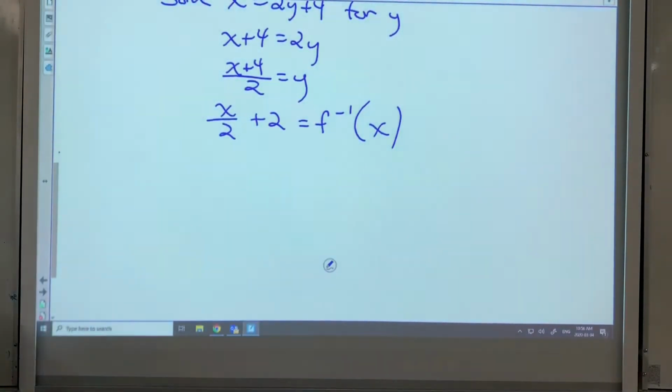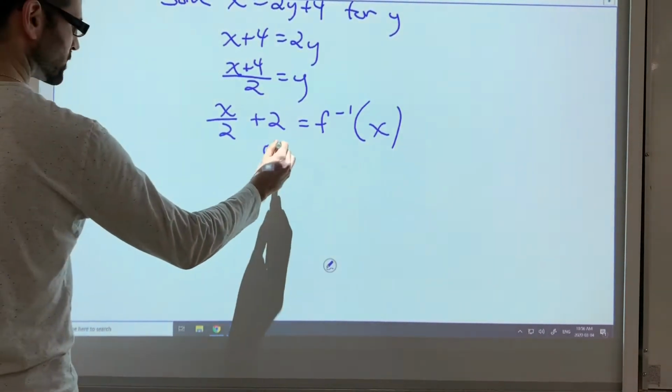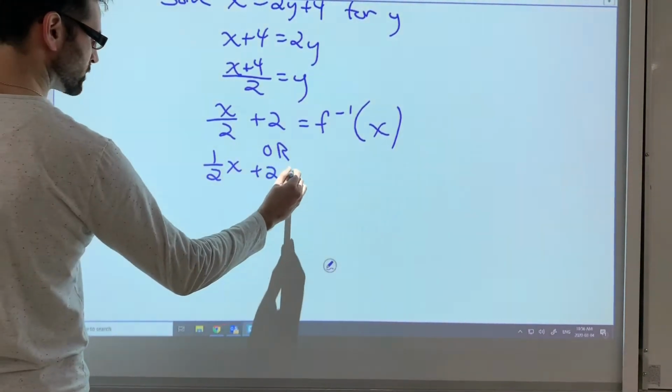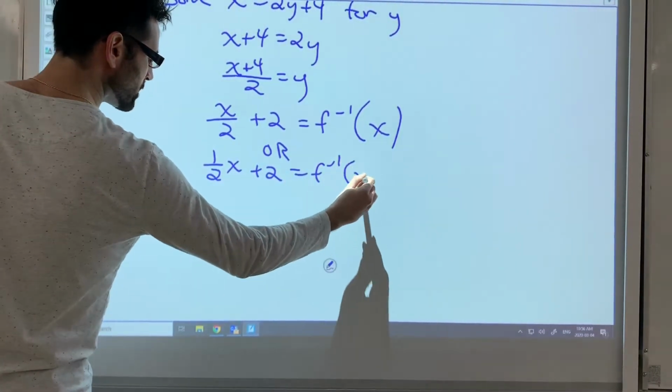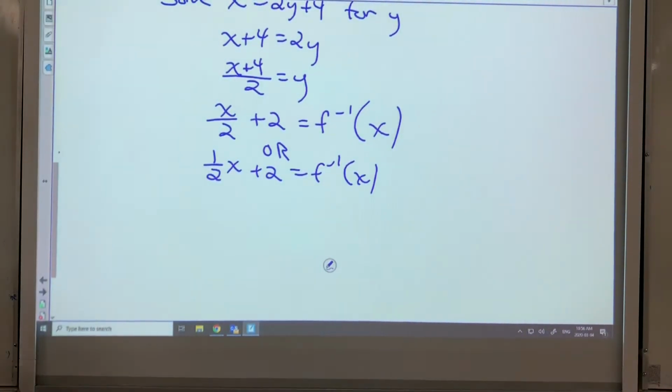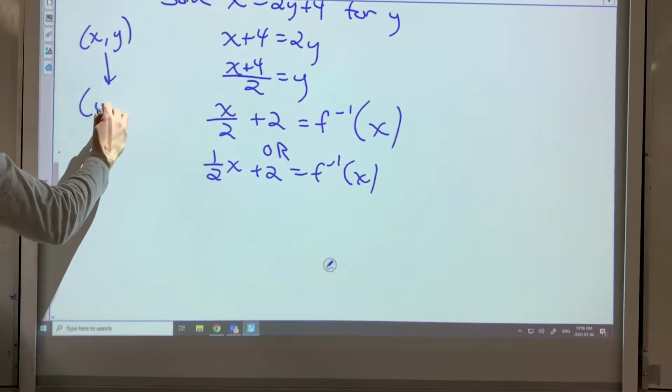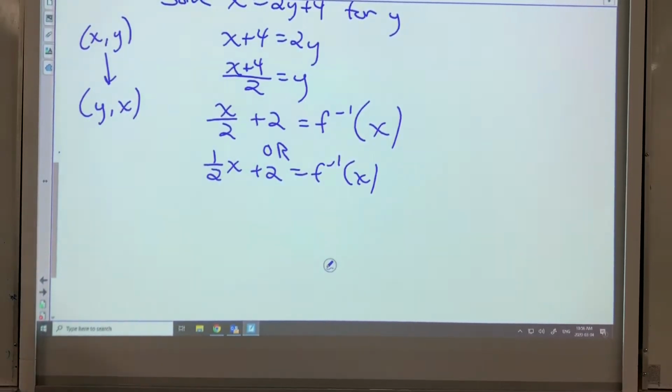So instead of writing y, we write f to the negative 1 of x. Right, and then if you want to, they wrote the fraction in front. So they wrote 1/2 x plus 2. Same thing. Any of those answers would do the trick for you. Number one thing to remember practically, right? Practically, if you have a graph, you take that and you do that.